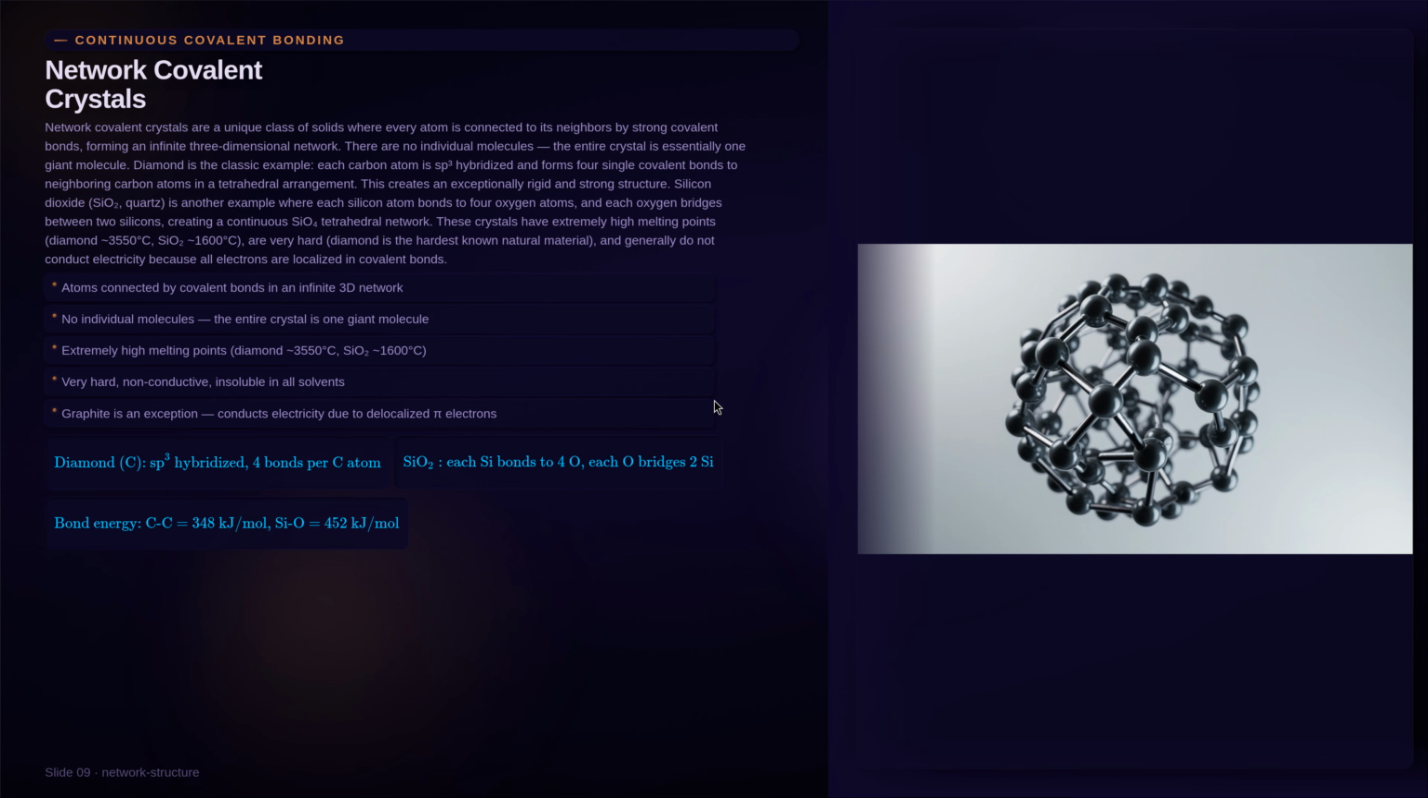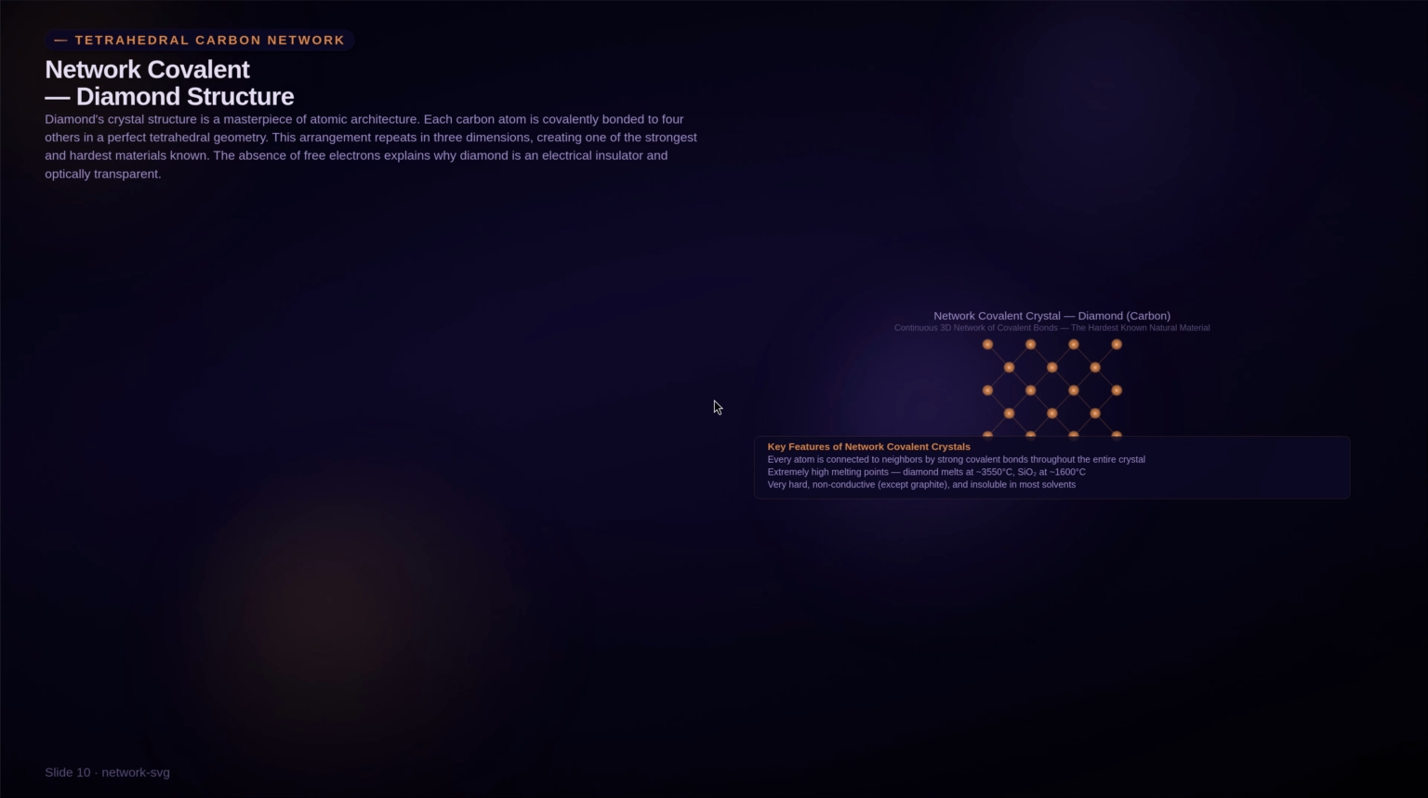There are no individual molecules. Diamond is the classic example, where each carbon atom forms 4 single covalent bonds in a tetrahedral arrangement. Silicon dioxide, or quartz, is another example. This diagram shows the diamond crystal structure. Each carbon atom, shown in copper, is covalently bonded to 4 neighboring carbon atoms in a perfect tetrahedral geometry. This network repeats in 3 dimensions, creating one of the strongest and hardest materials known to humanity.